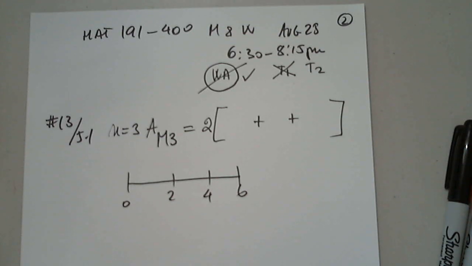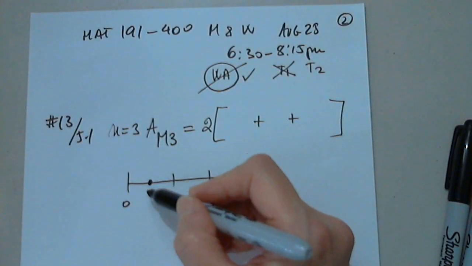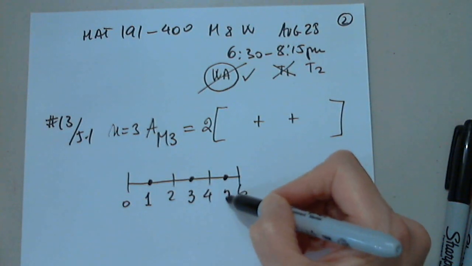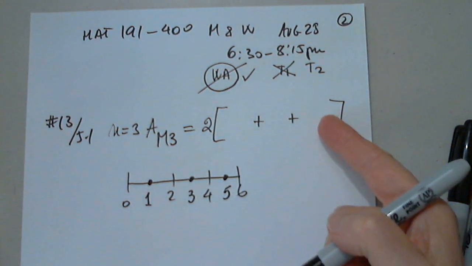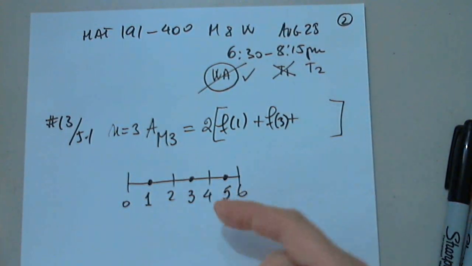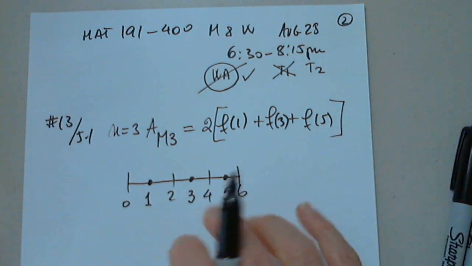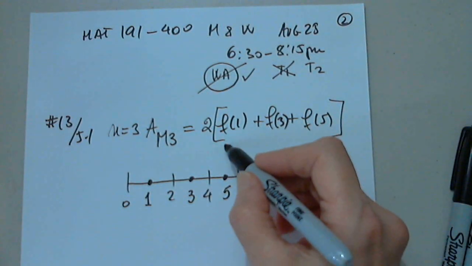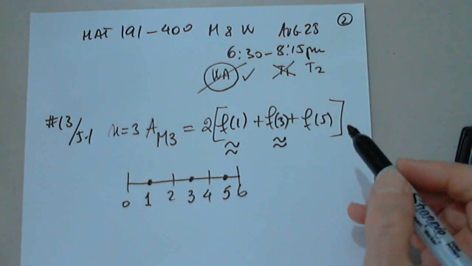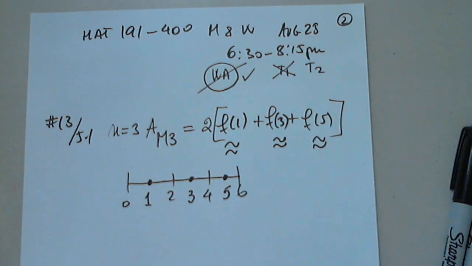So the midpoint will be at 1. The midpoint will be at 3. And the midpoint will be at 5. So I need in here f of 1, f of 3, and f of 5. That's all I need to determine. I need to approximate f of 1. I need to approximate f of 3 and approximate f of 5. And that's it. So let's take a look.